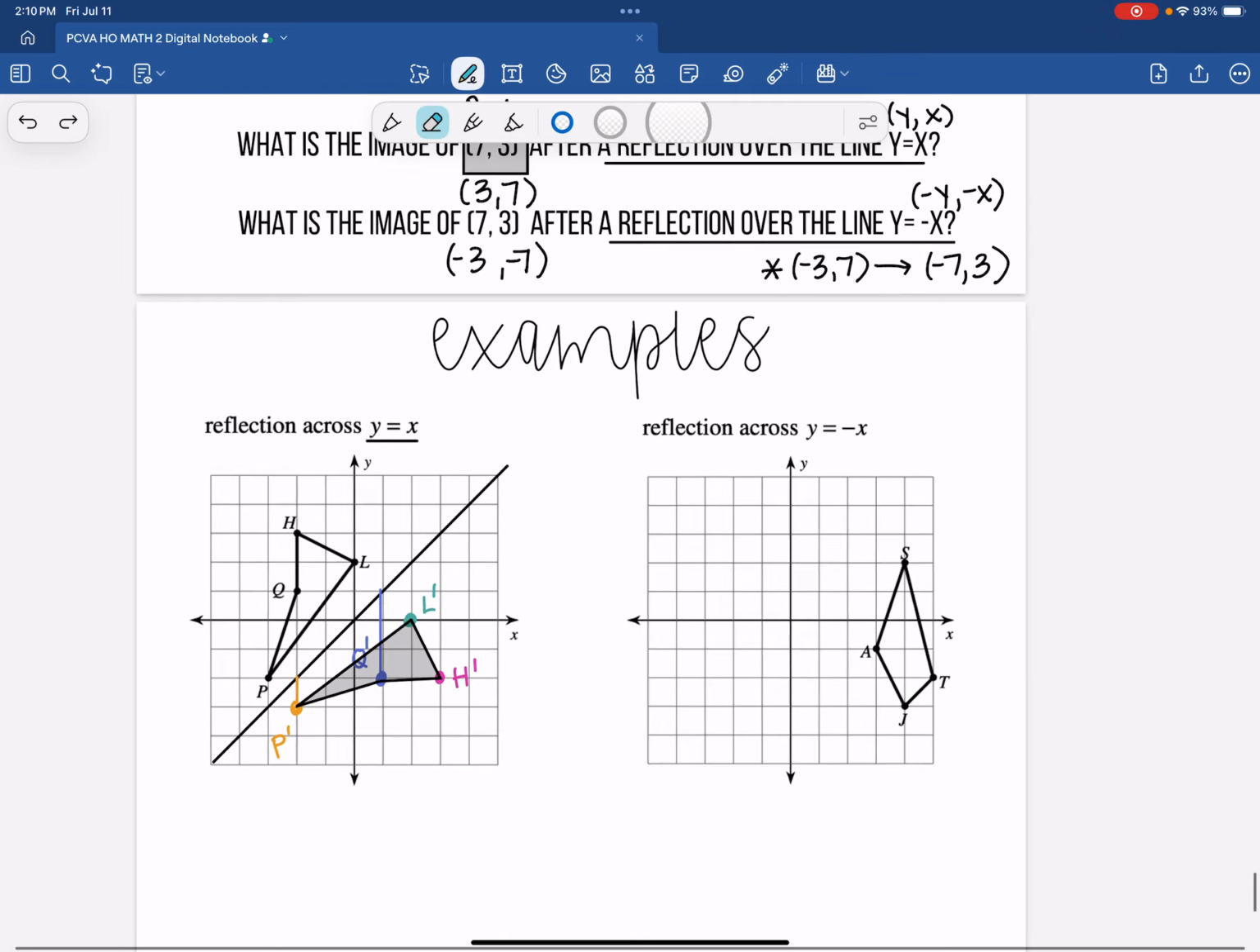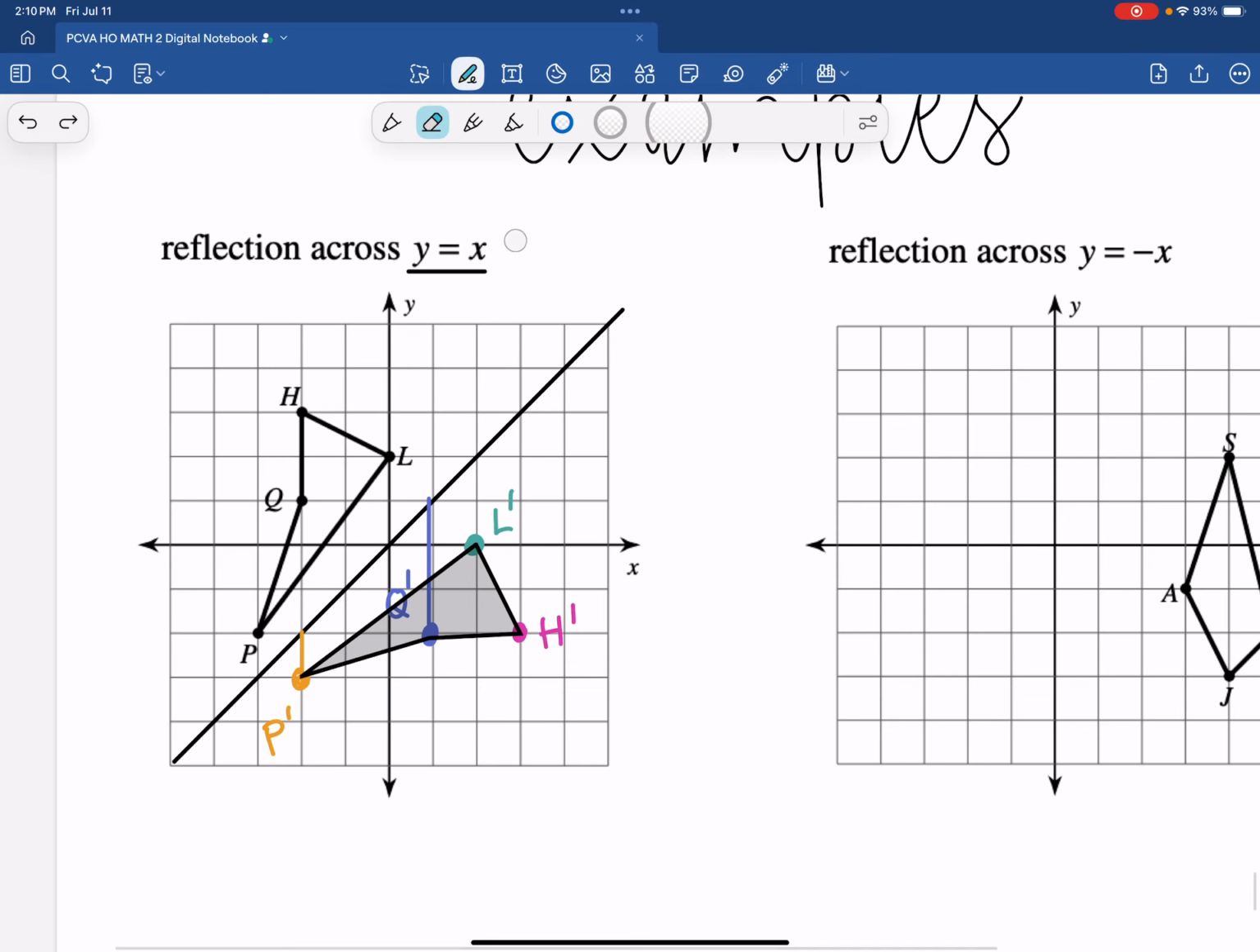Now, if you were to do the rules, remember the rule here is we flip our X and our Y. So if you were to do the rule there, L is located at (0, 2). So L prime would be at (2, 0), which it is. Then we have H, which is located at (-2, 3).